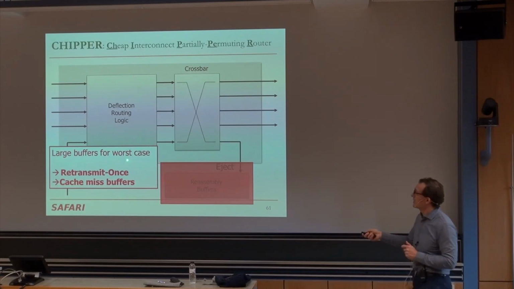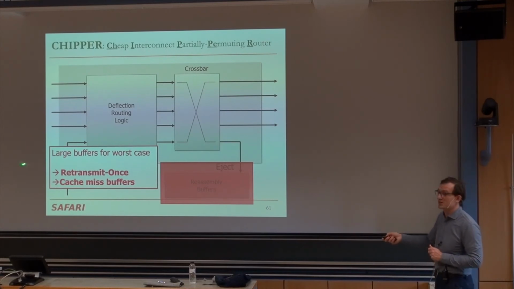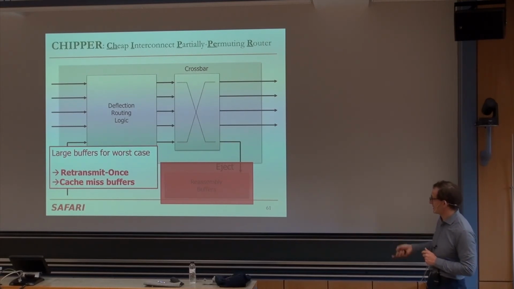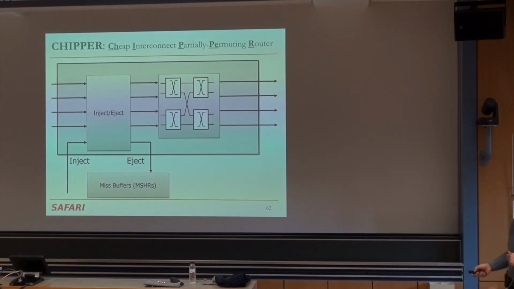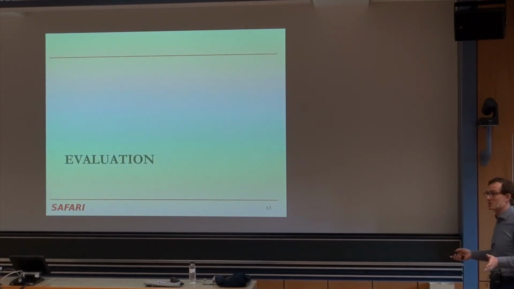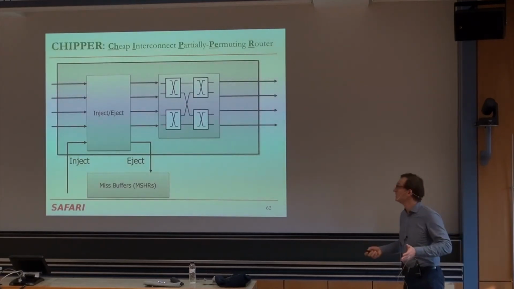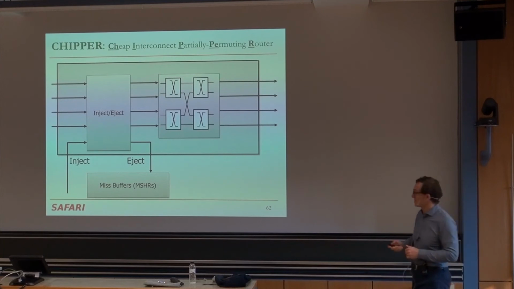And then we got rid of the large buffers for the worst case with the idea of retransmit-once and using cache miss buffers as the reassembly buffers. And then your router looks like this. So it's a much simpler router right now. So the question is, what is much simpler? And what kind of performance do you get out of this much simpler router?